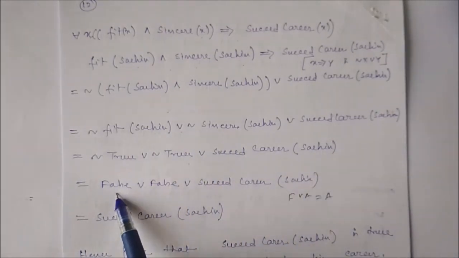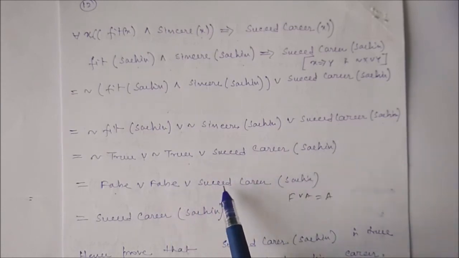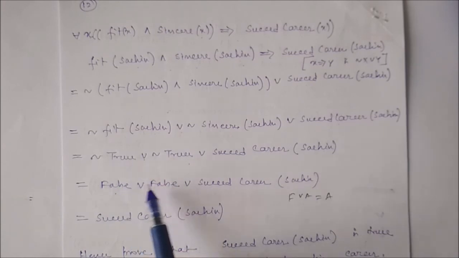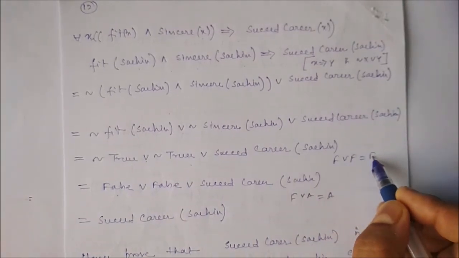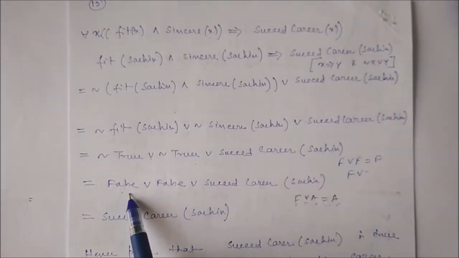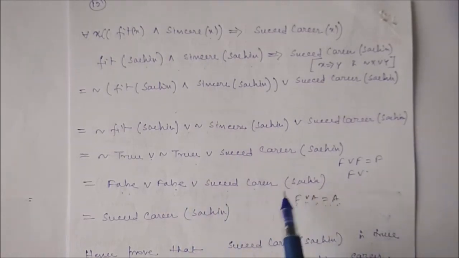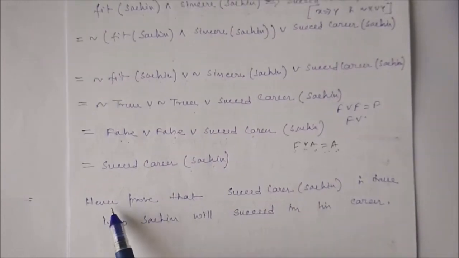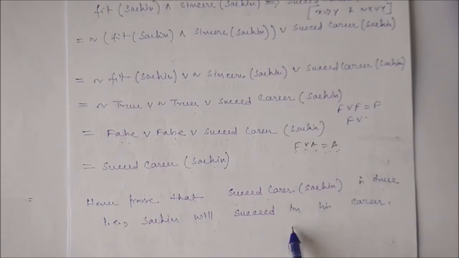Not true is false, and Succeed career(Sachin) is there. So false or false is false, since false or a is equal to a. False or Succeed career(Sachin) is Succeed career(Sachin). So it is true. Hence it is proved that Succeed career is true, that is, Sachin will succeed in his career.